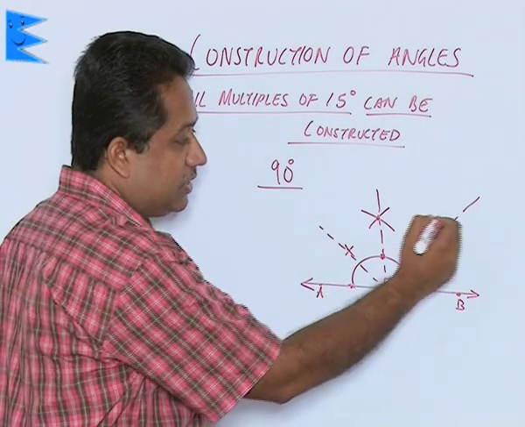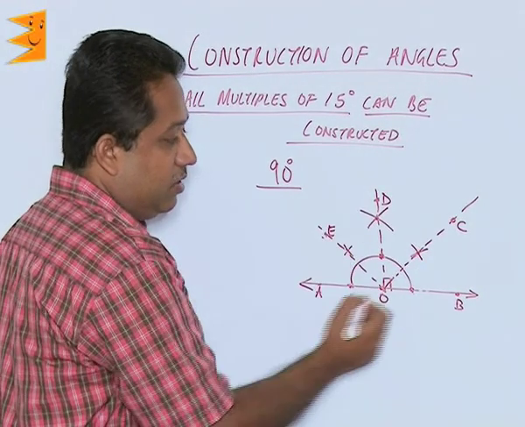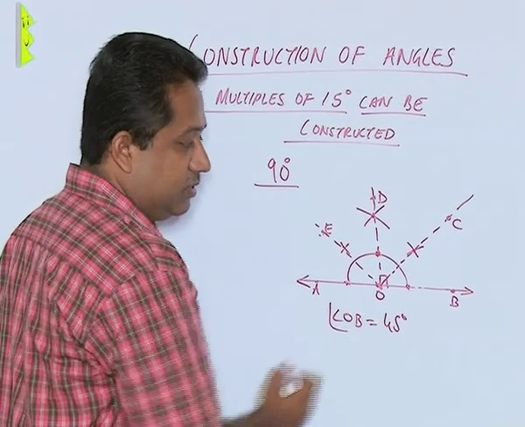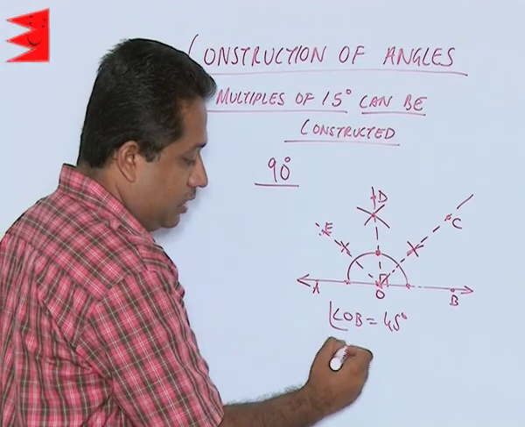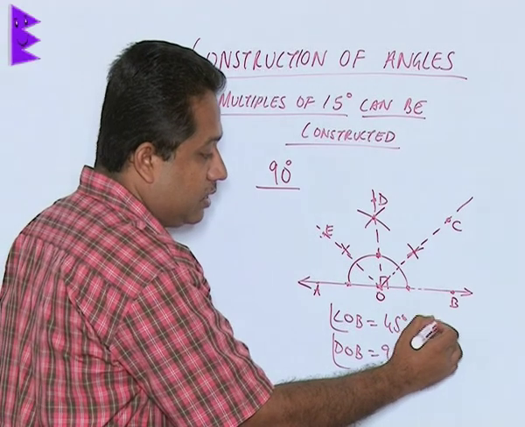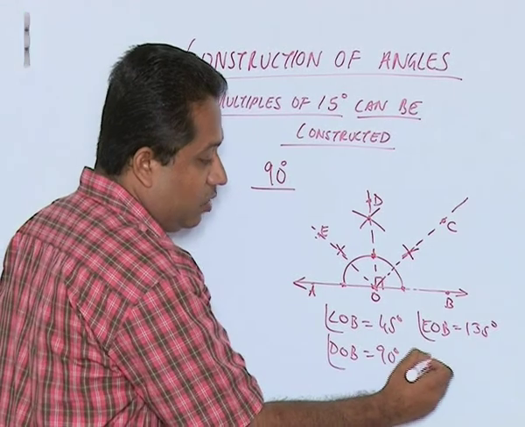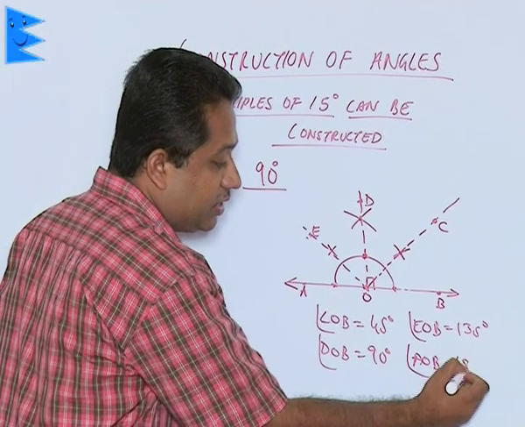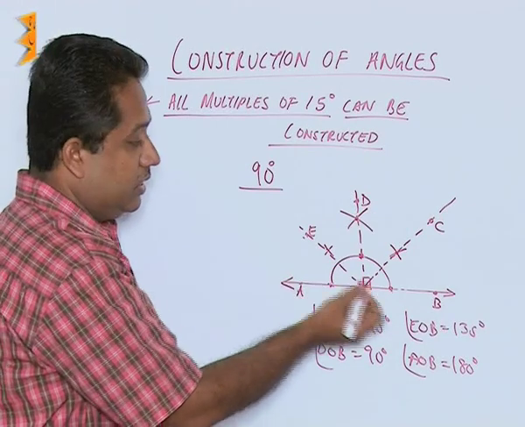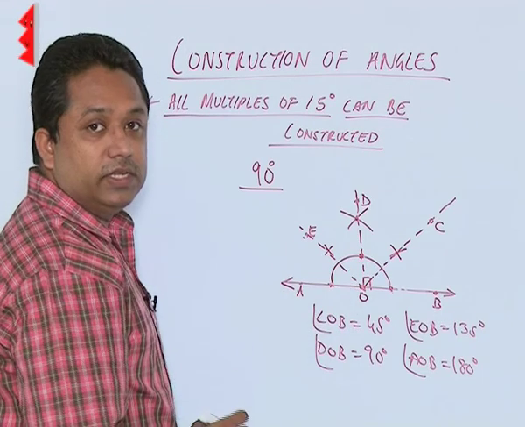Now if we name this, let's say this point is C, this is D and this is E, we can say that angle COB is 45 degrees, angle DOB is 90 degrees, angle EOB will be 135 degrees, and this angle AOB is of course a straight line, so that is 180 degrees. So here in this diagram we have learned how to construct 45, 90, 135 and 180 degrees.